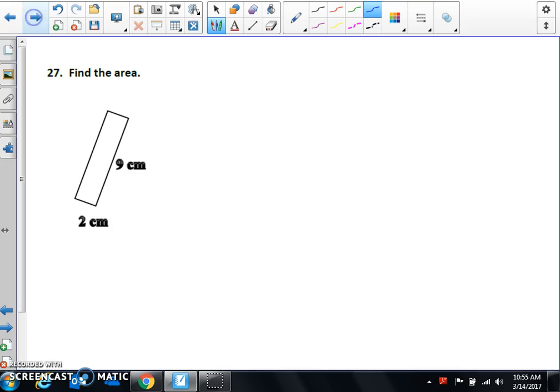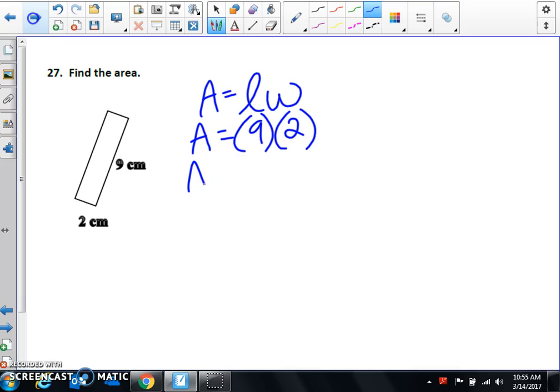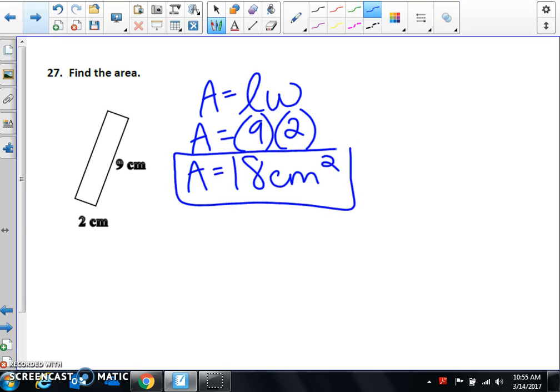And last one. Find the area. If you're like, this seems too easy, don't be freaked out. I'm just asking you, what's the area of that rectangle? I find that on my formula sheet, length times width. Area equals 9 times 2, and you got it. 9 times 2 is 18 centimeters squared. That's it.